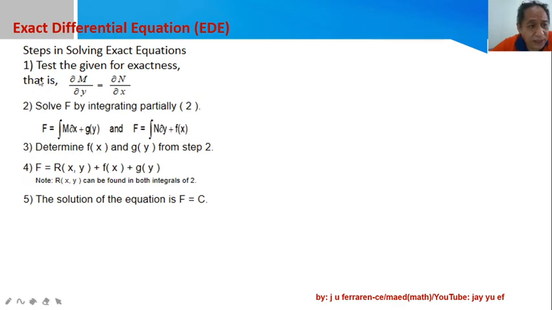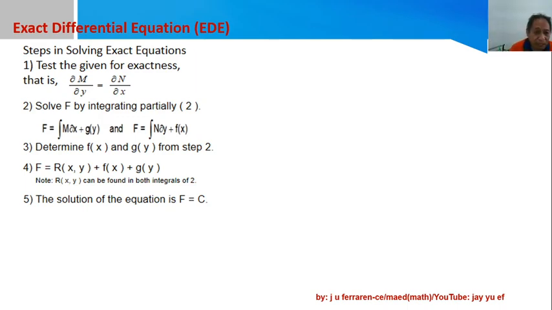So what we did in examples 1 and 2 already follows step 1. After knowing it is exact, we can proceed with step 2. We solve for f by integrating partially these two equations. From the coefficient of the dx, we integrate partially with respect to x. The unknown function is considered a function of y, because y is considered constant.